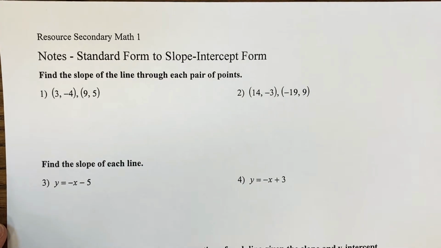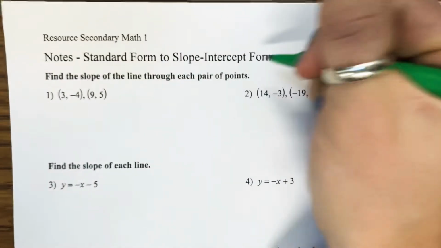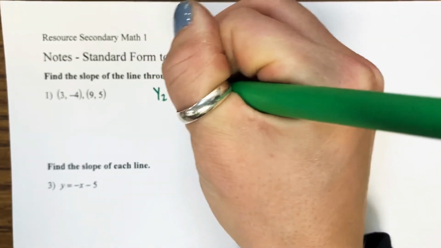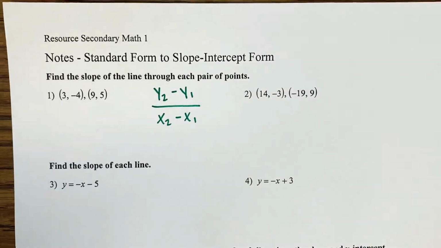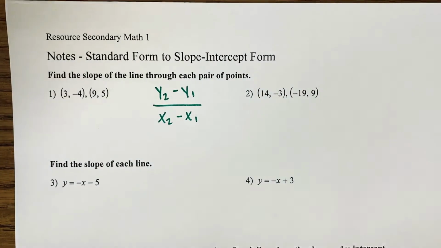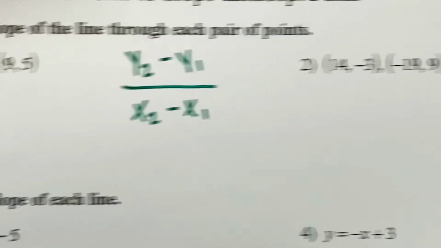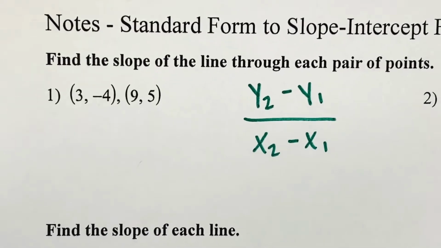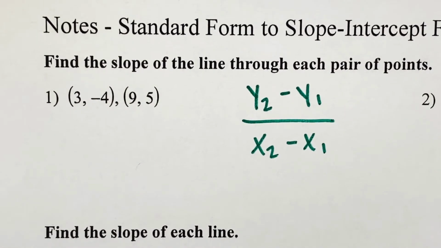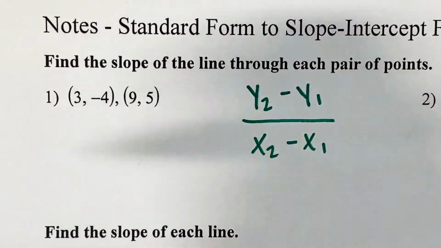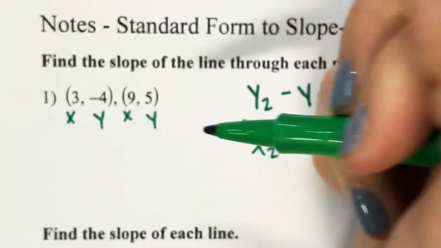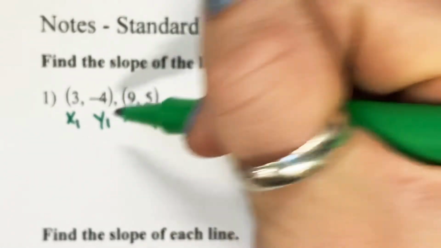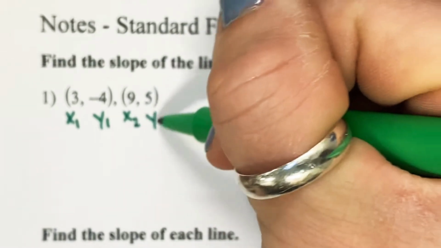What we want to do is write down our slope formula. Our slope formula is y2 minus y1 over x2 minus x1. So we're going to use that formula to find the slope. If we're just looking at number 1, we know they're always listed x comma y and x comma y, and this is our first coordinate point, so this is going to be x1 and y1, and this is our second coordinate point, that'll be x2 and y2.